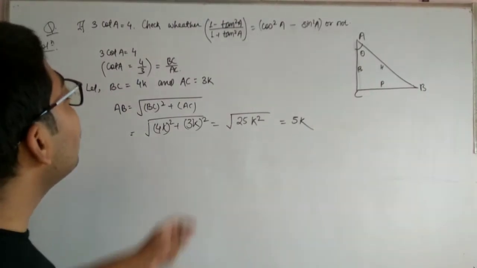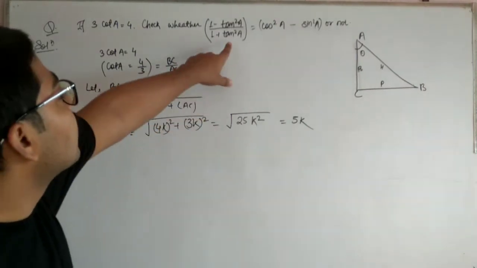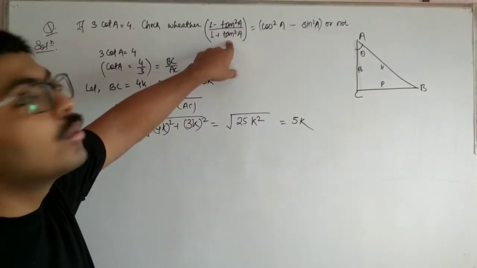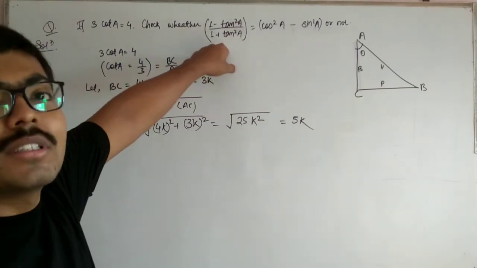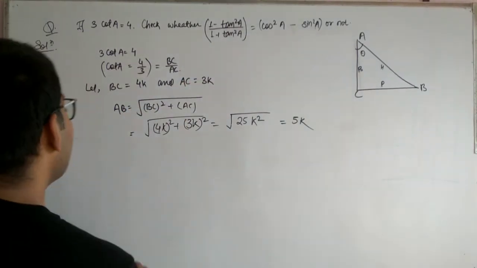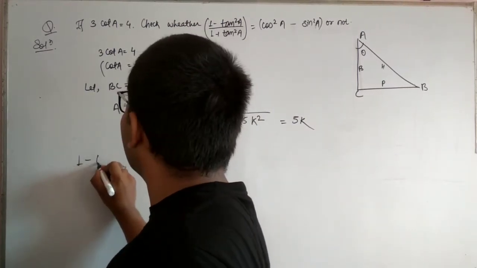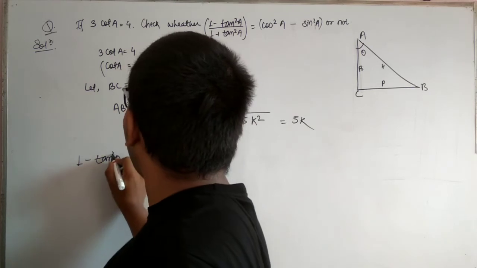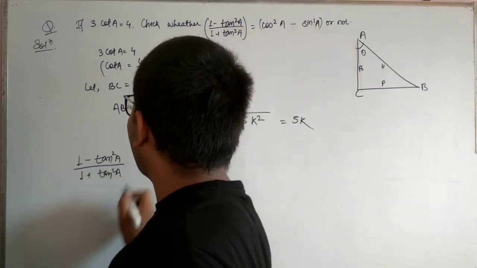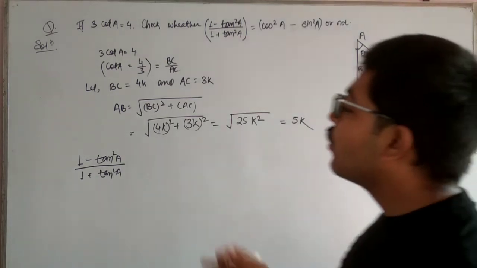Now in the next step we will check whether this value and this value are equal or not. For this we have two approaches. The first one is we calculate the value of tan, and the second one is we change tan into the form of cot. The simpler approach is changing tan A into the form of cot A. Our given expression is 1 minus tan square A upon 1 plus tan square A. We know that tan theta is equal to 1 upon cot theta, so we will use that.